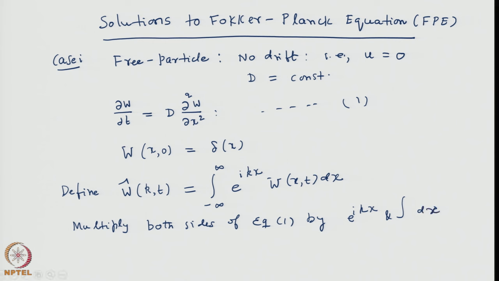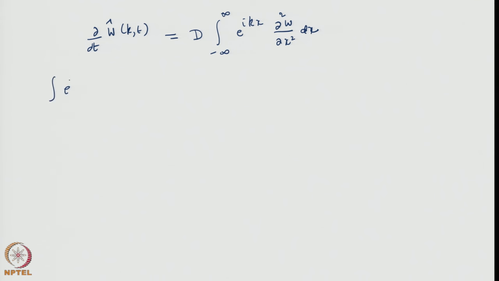So, when we write integral dx, which means we are integrating over x, the left hand side simply becomes d by dt of W caret (k,t), because we have multiplied by e to the power i k x and integrated. This is the left hand side. The right hand side becomes, we will write it explicitly, integral from minus infinity to infinity of e to the power i k x d2W by dx square dx. Let us focus on the right hand side. In particular, we can see that the integral of e to the power i k x d2W by dx square, integrated over x, we can do by parts.